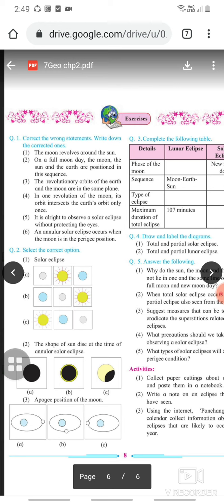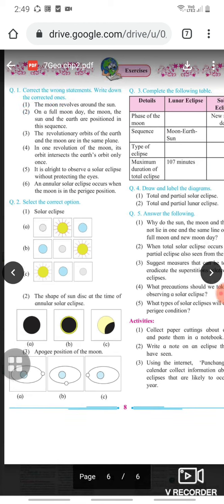The fifth is it is alright to observe a solar eclipse without protecting the eyes. And the last, an annular solar eclipse occurs when the moon is in the perigee position. So, children, in these 6 sentences, you have to find out the wrong ones and correct them in your notebooks.